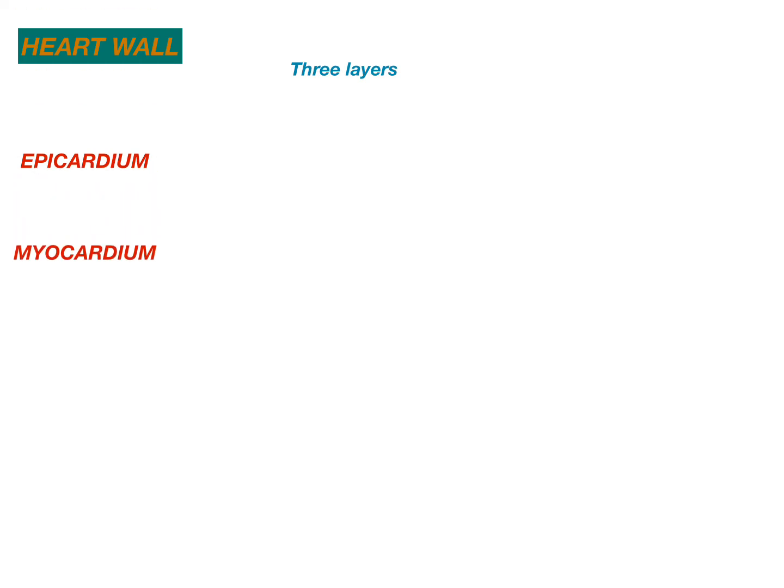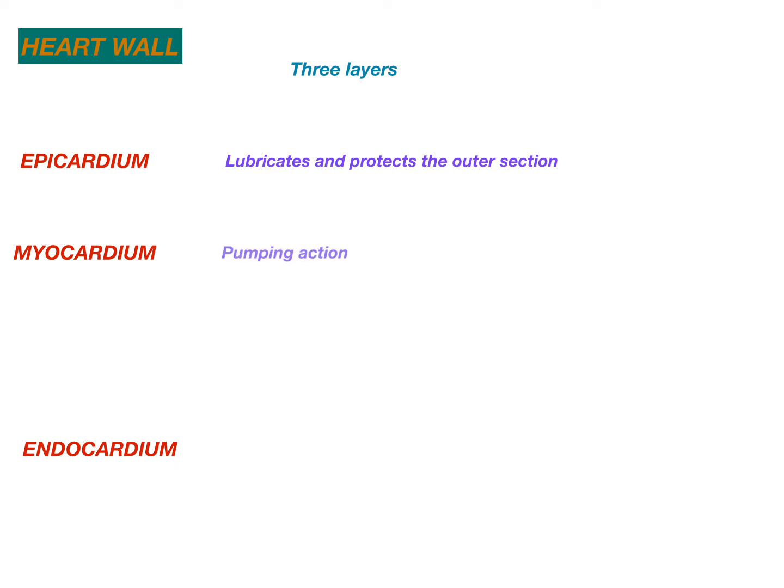The heart wall. The wall of the heart is made up of three layers: epicardium, myocardium and endocardium. Epicardium is the outermost layer, myocardium is below the epicardium, and endocardium is below the myocardium. Epicardium helps in lubrication and protects the outer section of the heart. Myocardium is responsible for the pumping action of the heart. Endocardium prevents the blood from sticking to the inner walls of the heart and prevents fatal blood clots.